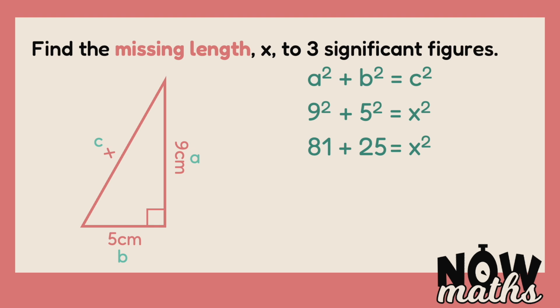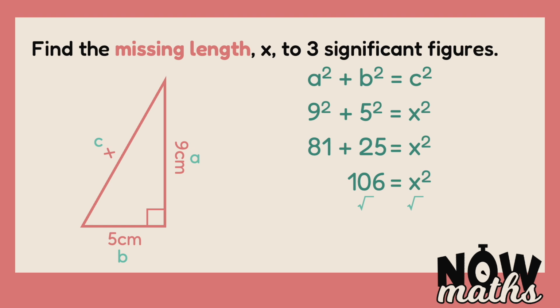Now if we tidy up the left hand side, we can do 81 add 25, which is 106. And the right hand side can stay as x squared again. And then the opposite of squaring is square rooting. So if we want to obtain x rather than x squared, we square root both sides.